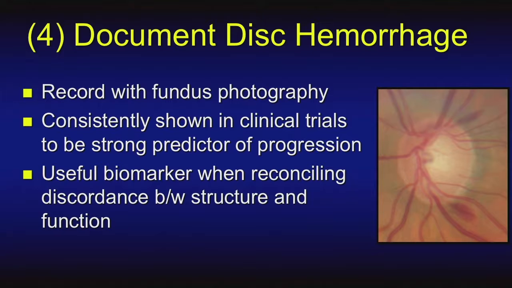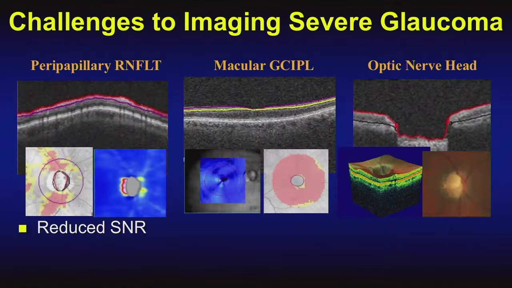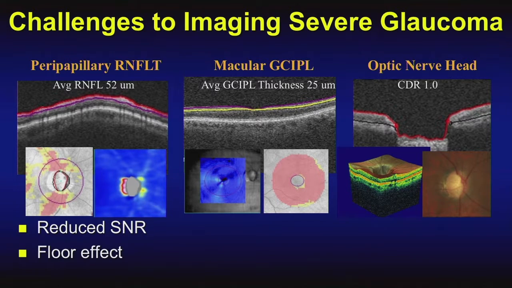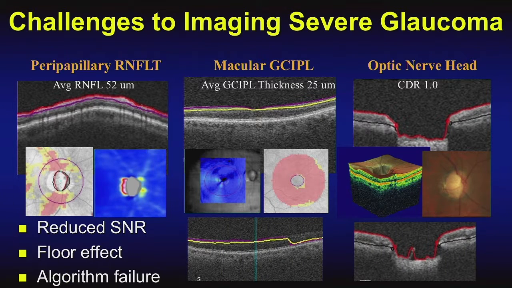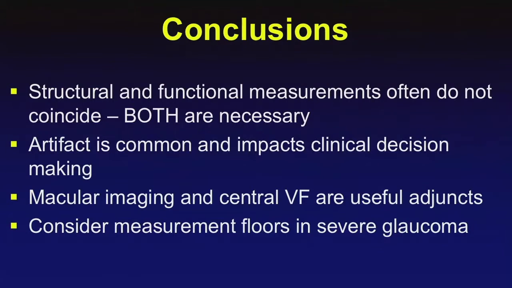Documentation of optic disc hemorrhage has consistently been shown in clinical trials to be a strong predictor of progression. It's also a very useful biomarker when trying to reconcile differences between structure and function. And finally, there are the challenges to imaging patients with severe glaucoma due to the reduction in signal-to-noise ratio. There are floor effects in these eyes, and a high proportion of them are associated with algorithm failure.